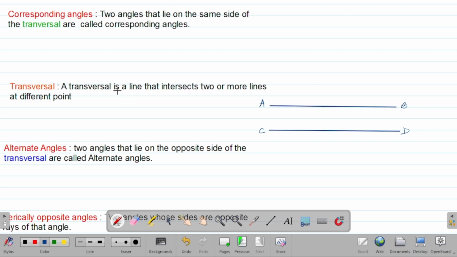Now let's talk about what a transversal is. A transversal is a line that intersects two or more lines at different points. Now I would like to draw a transversal.